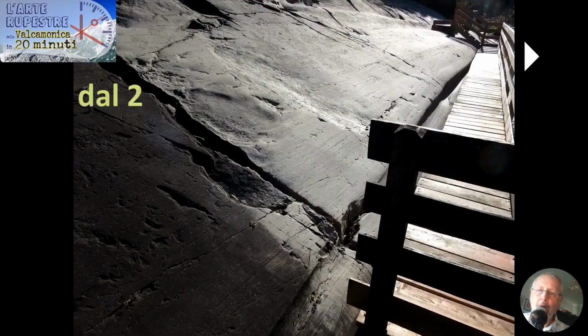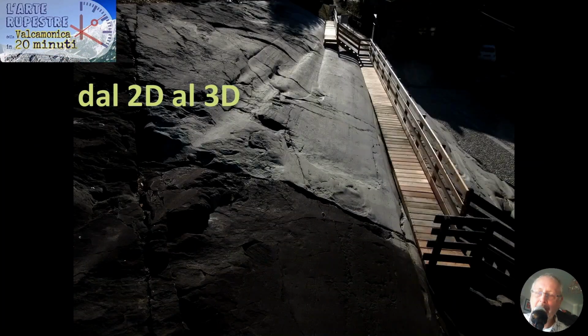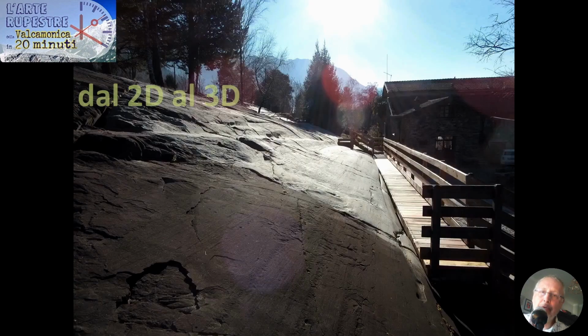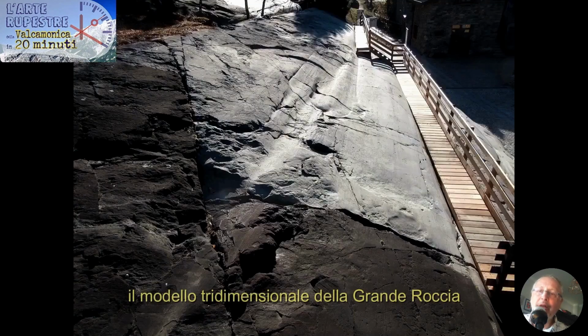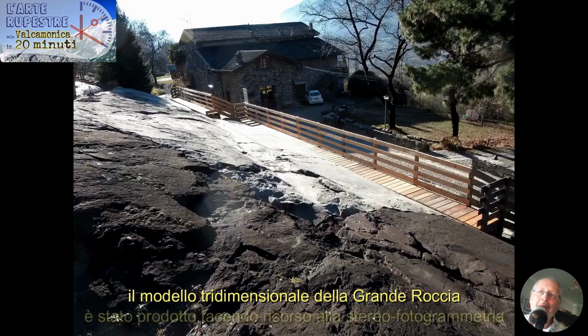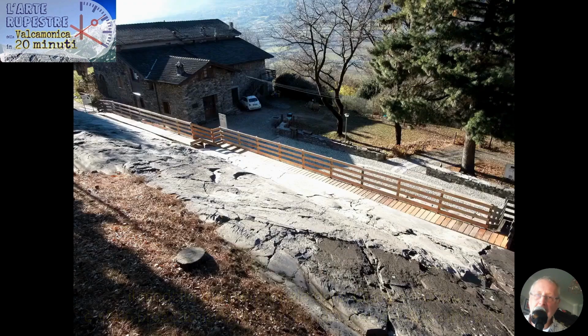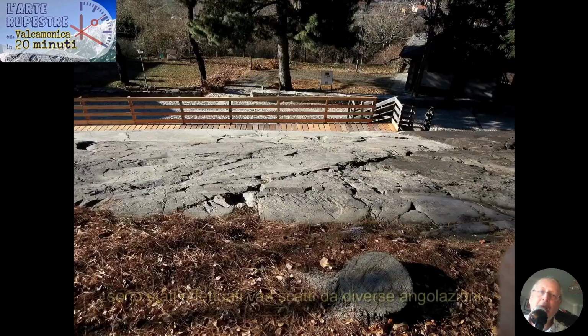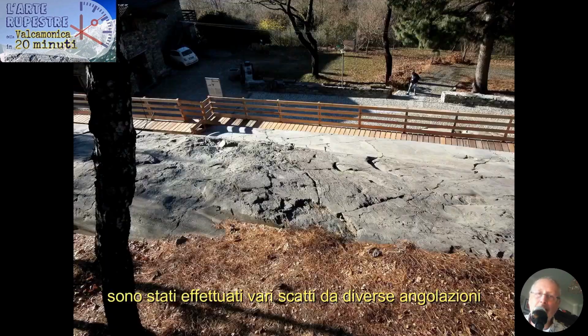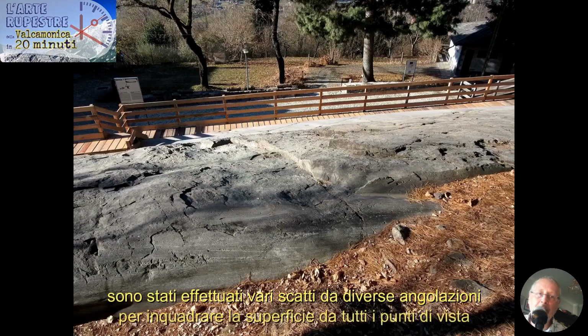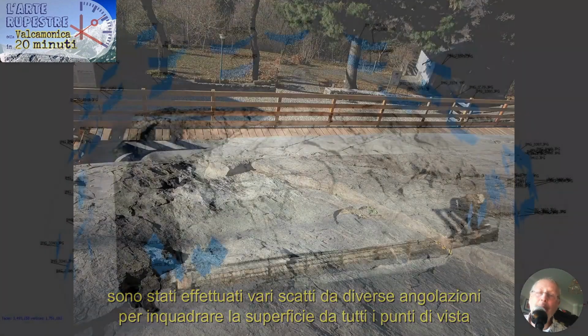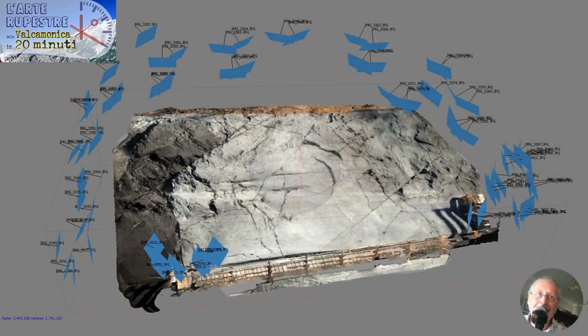From 2D to 3D, documenting in the third dimension. The three-dimensional model of the Great Rock was created using stereophotogrammetry techniques. Various photos were taken from different angles to frame the entire surface, from all perspectives. Let's see the location points for the various photographic shots.